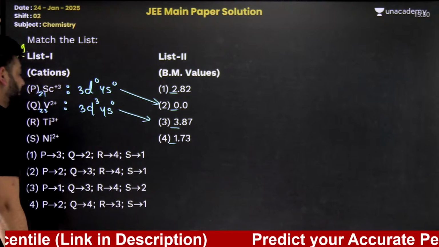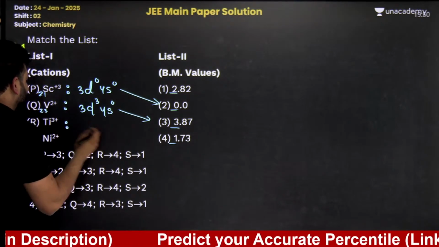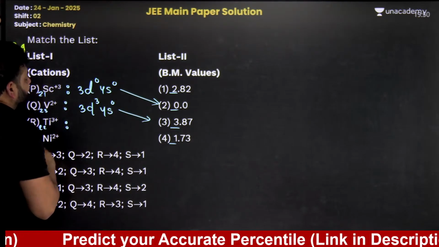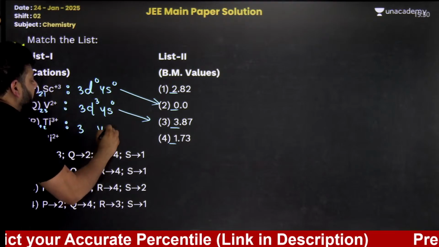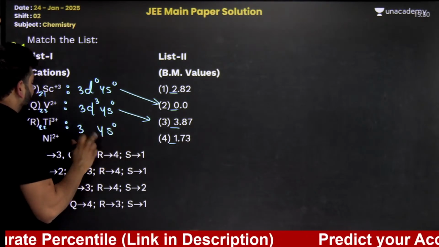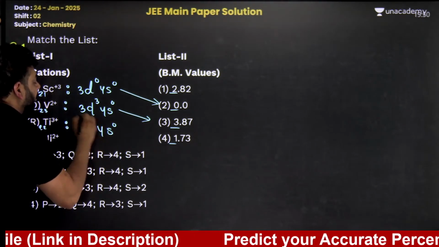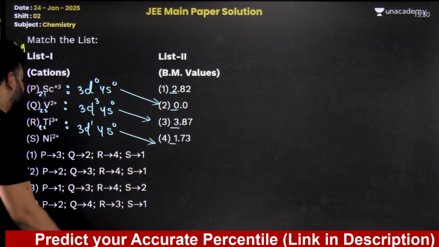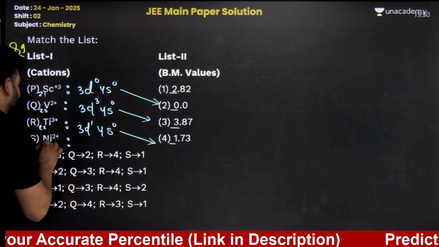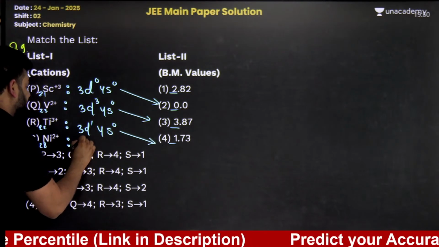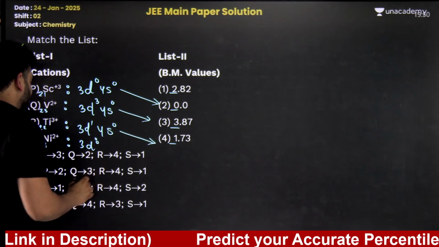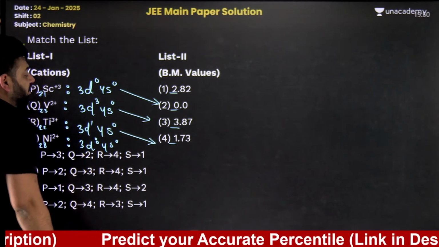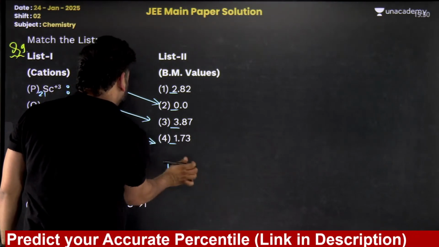Then we have titanium, atomic number 22. 3 electrons have to be removed. So it will become 4s0, meaning 2 electrons are removed. Removing 1 more electron from 3d2 will become 3d1. So 1 unpaired electron is there. And the last one, nickel, has atomic number 28. This will become 3d8 and 4s0. So it's a d8 configuration. Do you know what 3d8 is?